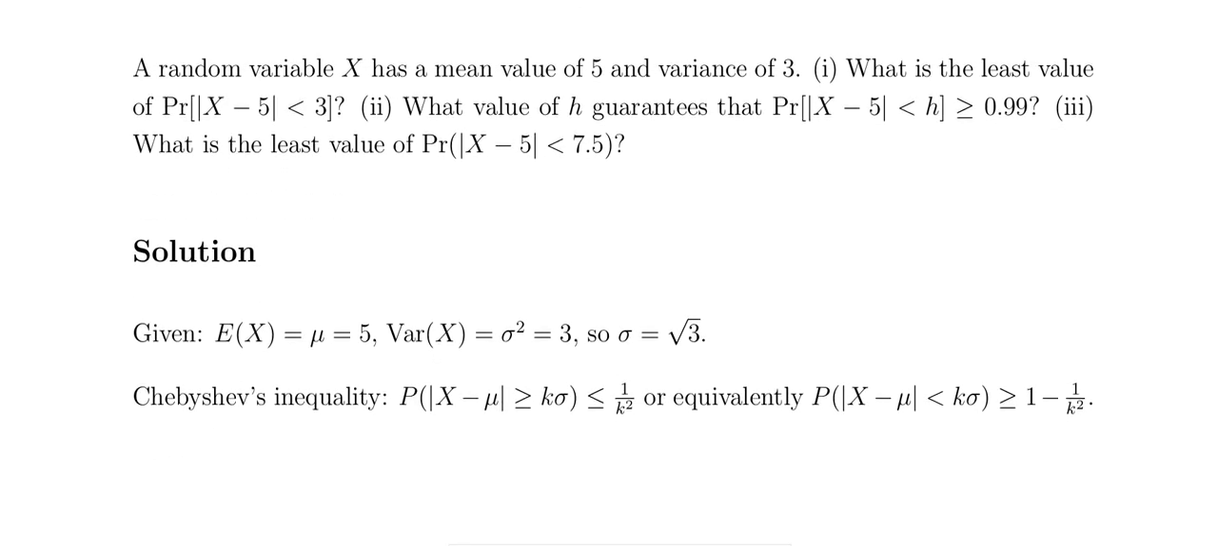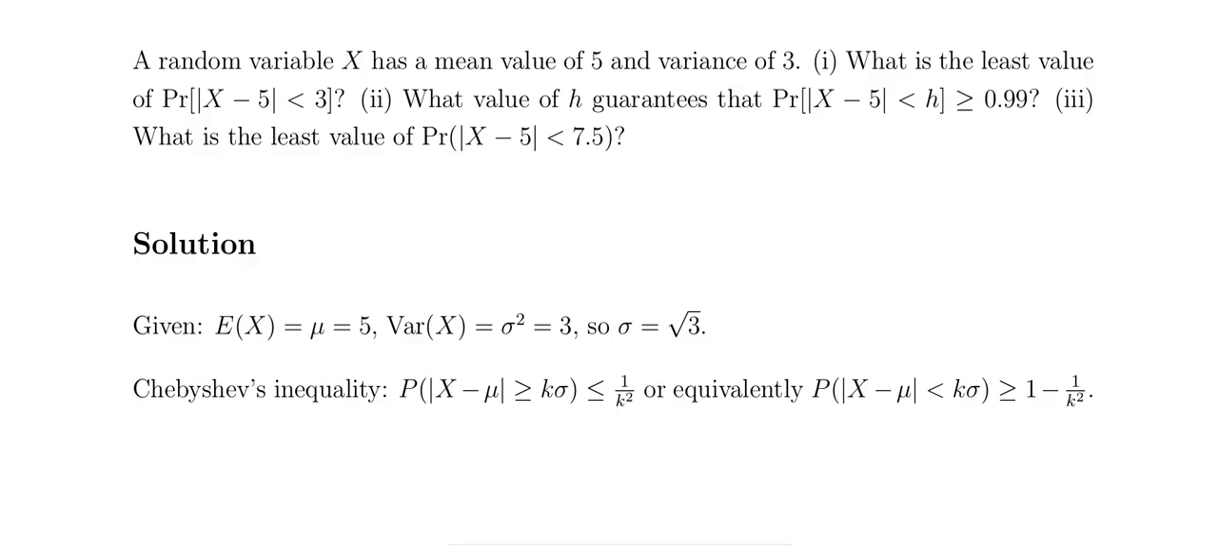Like that, a random variable X has mean value 5 and variance 3. What is the least value of the probability of this? They will ask questions like this. What value of h guarantees that the probability is greater than or equal to 0.99? And what is the least value of the probability? Mean is given, variance is given, we can find sigma. This is the Chebyshev inequality. What is the least value of probability of mod of X minus 5 less than 3? So this is the Chebyshev inequality.